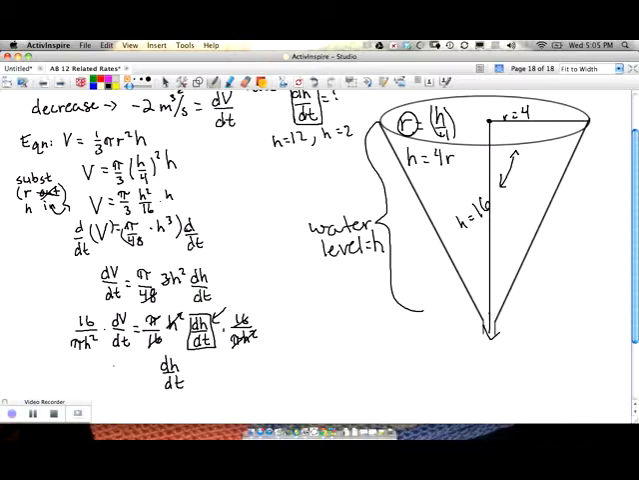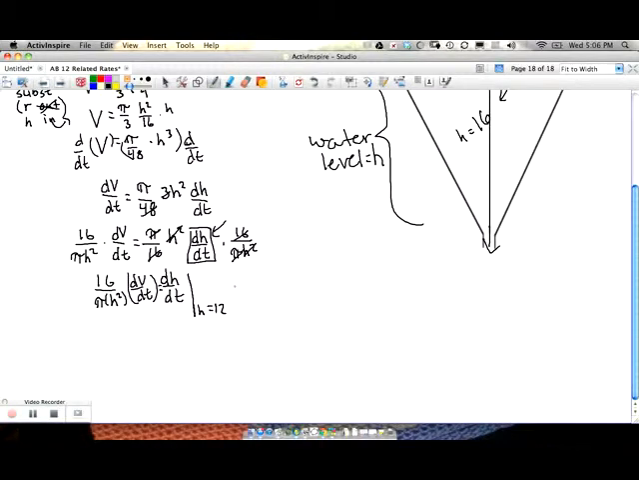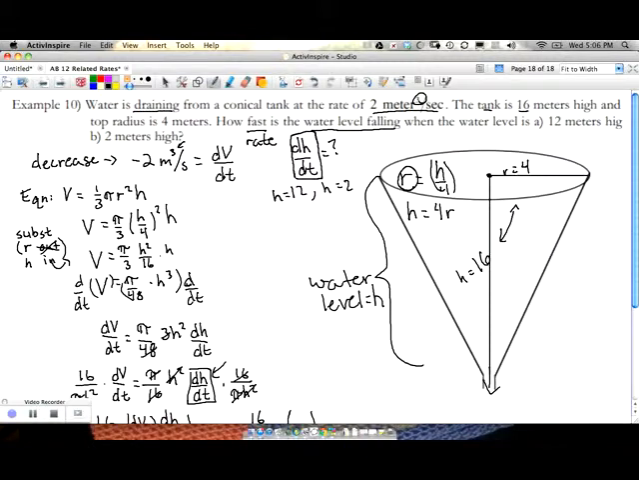So dh dt on the right side. And what do we got on the left side here? We got 16 over pi times h squared times dv dt. And that equals our dh dt. So dh dt at h equals, well, what's the first one? What are we looking at? h equals 12 and h equals 2. So let's plug in 12. That's going to equal 16 over pi times 12 squared times dv dt, which they gave us. What was it? It was negative 2.